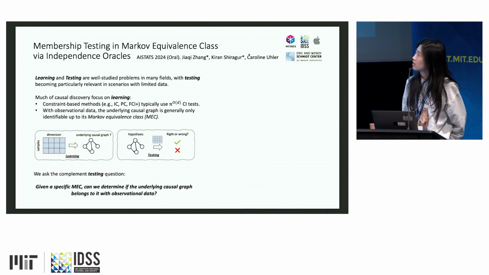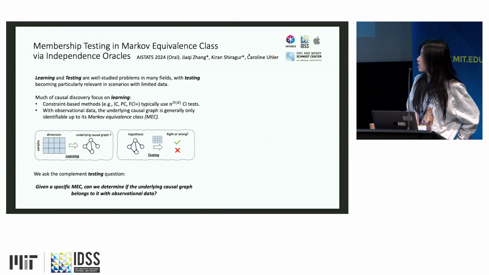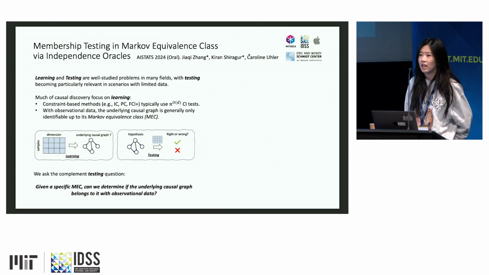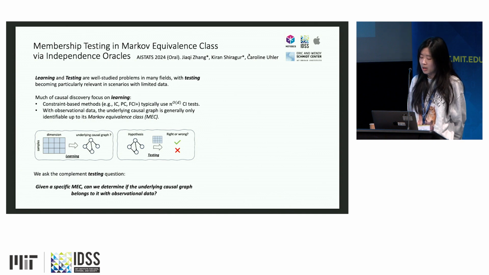To give a little bit of context, learning and testing are well-studied problems in various fields, including information theory and learning theory. For example, if we're interested in the relationship between a k-element distribution and the uniform distribution, a groundbreaking result basically says that if you just want to test whether those two distributions are the same or not, you can use a sublinear number of samples. But if you really want to learn the k-element distribution, you actually need a linear number of samples. So testing becomes particularly relevant in scenarios with limited data.